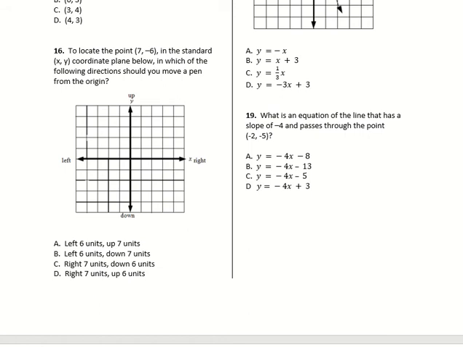19. What is an equation of the line that has a slope of negative 4 and passes through the point negative 2, negative 5? A, y equals negative 4x minus 8. B, y equals negative 4x minus 13. C, y equals negative 4x minus 5. D, y equals negative 4x plus 3.